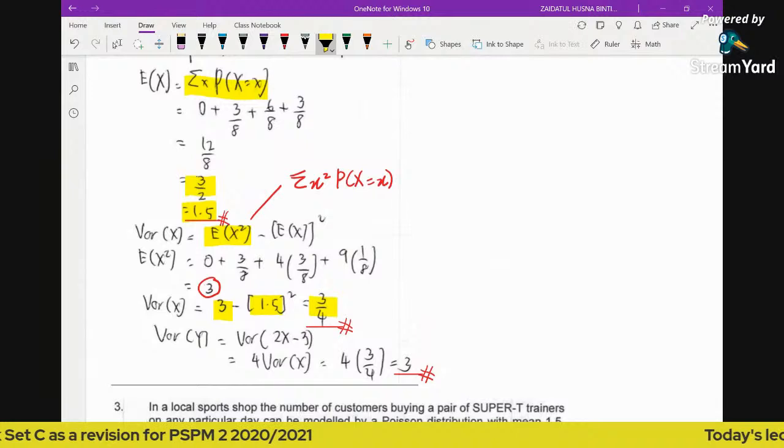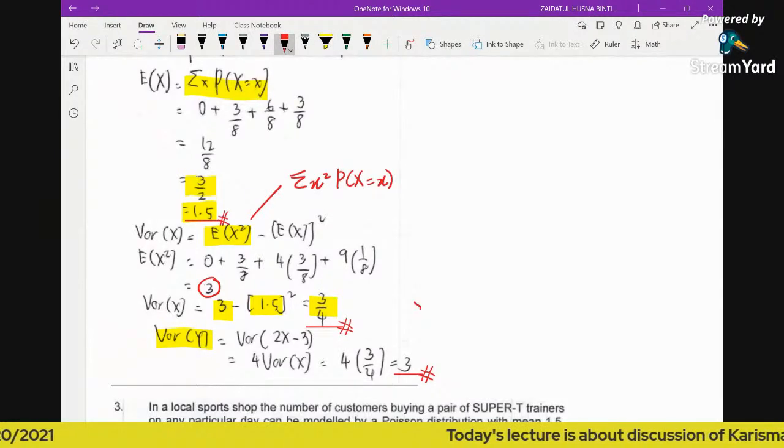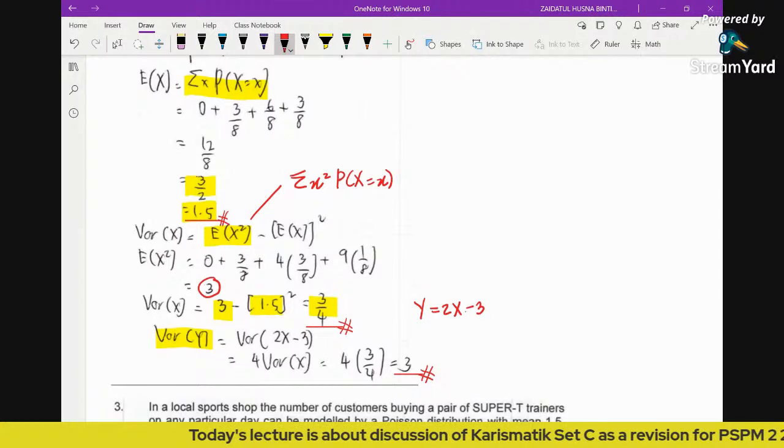Now we need to find the variance of Y, where Y is 2X minus 3. In this case, you don't really have to do this.